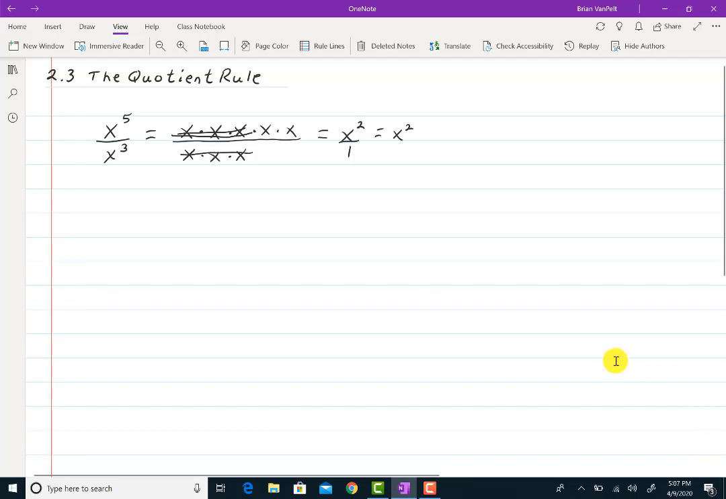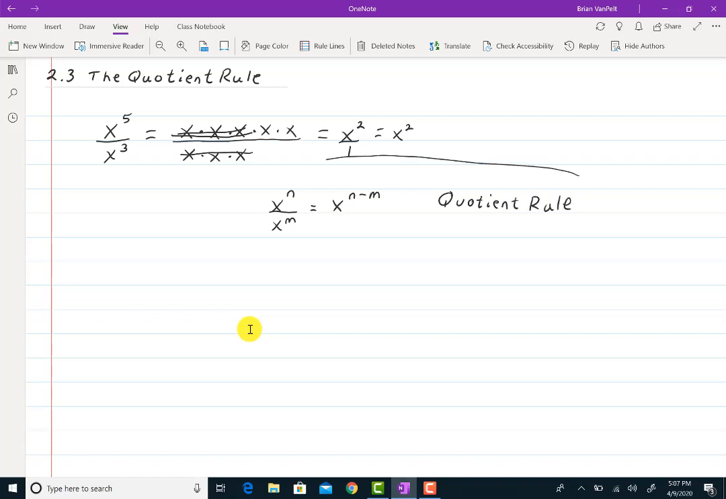So you can see this. We had 5 x's up here, 3 of them down here. Take the 5 and take away 3 of them, and you're left with 2. The rule looks like this. This is simply the quotient rule. This is the only rule I'm going to introduce here. And so what we're going to do is a bunch of examples to illustrate its use.